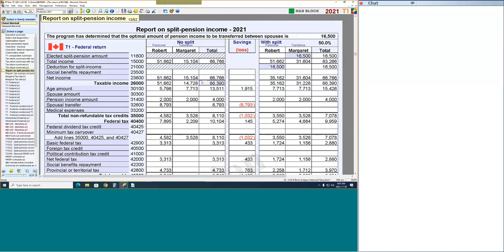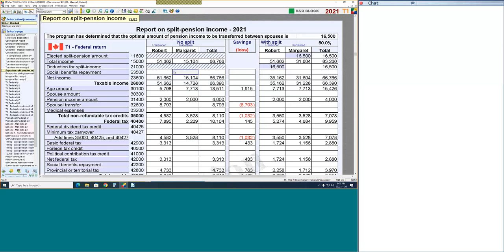So the way that this report works, and anytime there's a split pension, this report will be at the top on the left side of your tax return. On the left side of the screen, we have what the calculations would have been if we did not split pension. I had a client come in who insisted that they didn't want to do split pension because it always ends up with a worse result.